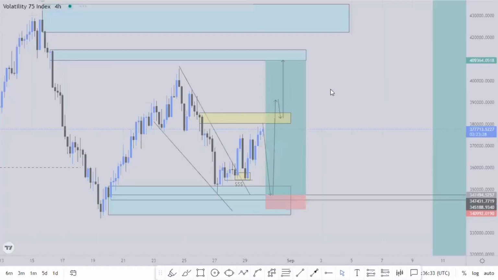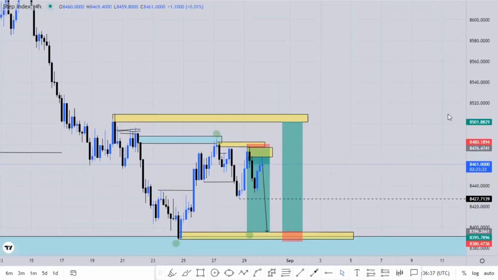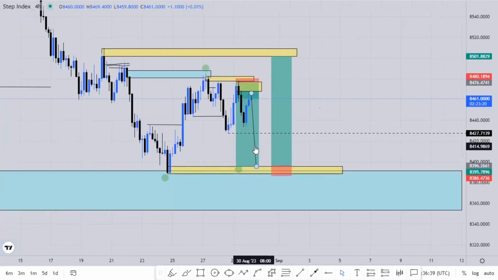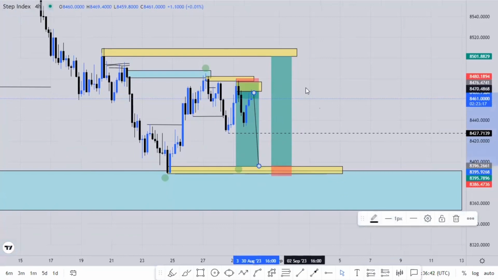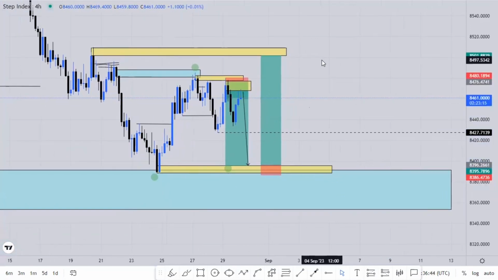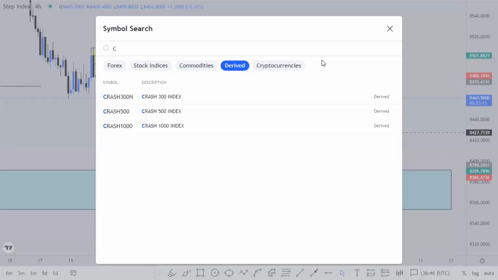Step Index. We also took some sales yesterday, and we're still in sales now. Even now, we're still in sales. So these are two trades that we're in already. So I can't talk about that now. We are in trades already.